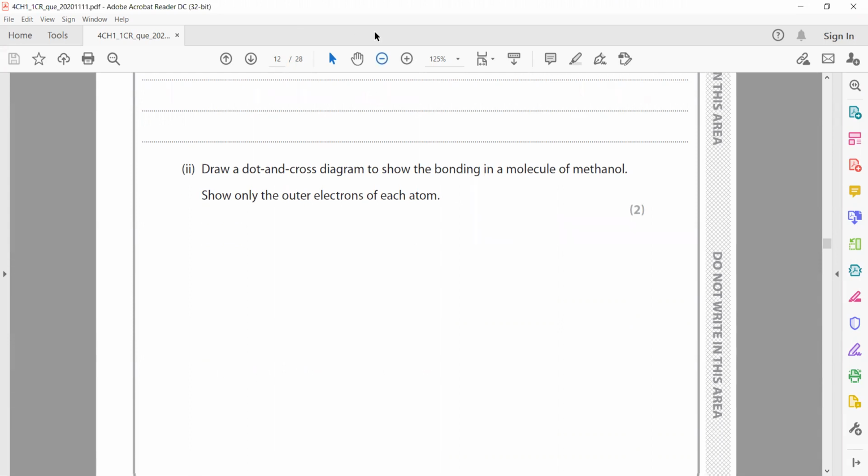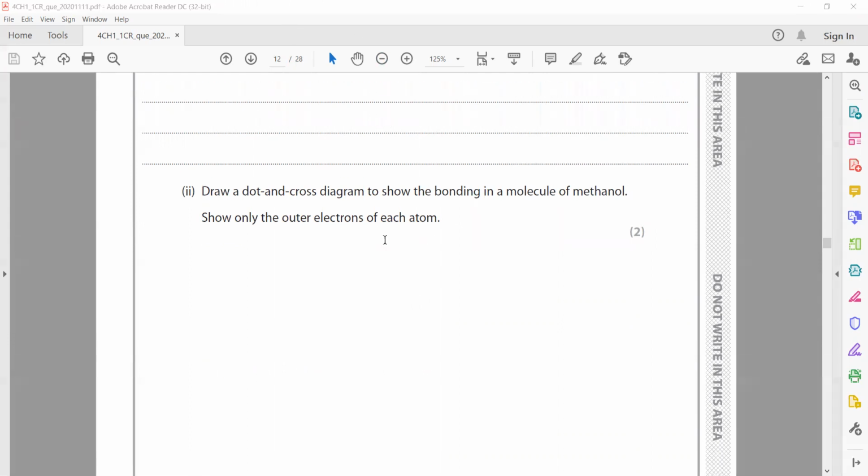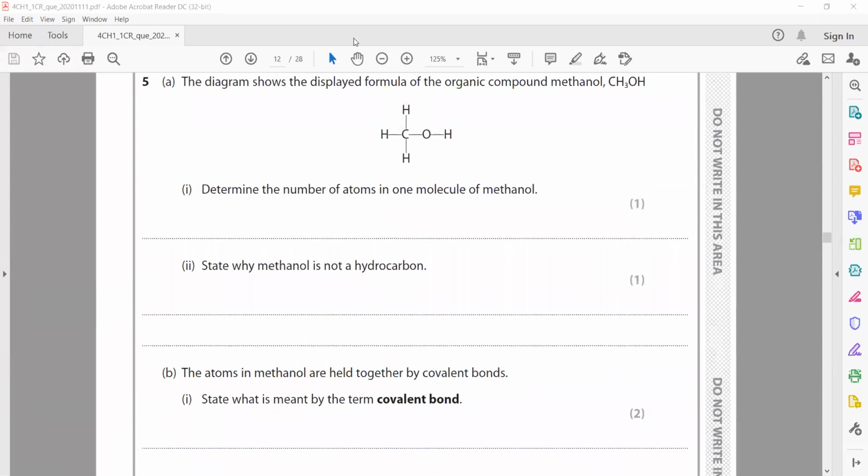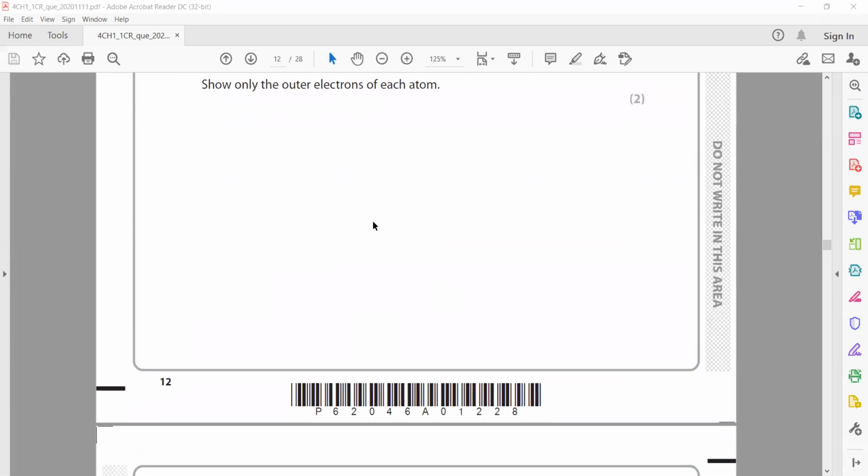Dot and cross for methanol, so you just have to represent it. The structure is given, so just represent it by a dot and cross diagram. There should be two lone pairs on oxygen. Oxygen belongs to group 6, so it shares 2, and unshared electrons should be there on oxygen. Same figure you would draw in this case.